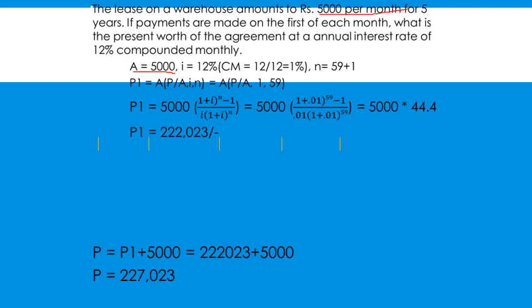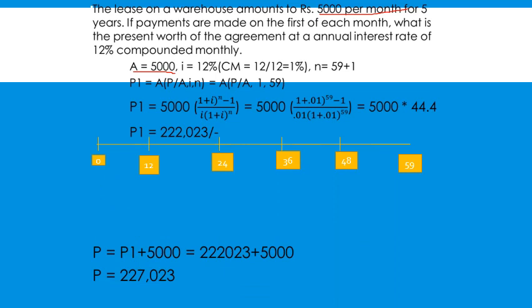and payment is made at the beginning of the month. That is the difference between this problem and the earlier problems. In all the earlier problems, payment was at the end of the year, end of the month, or end of 6 months. But here it is the beginning of the month. Let us see the cash flow diagram.